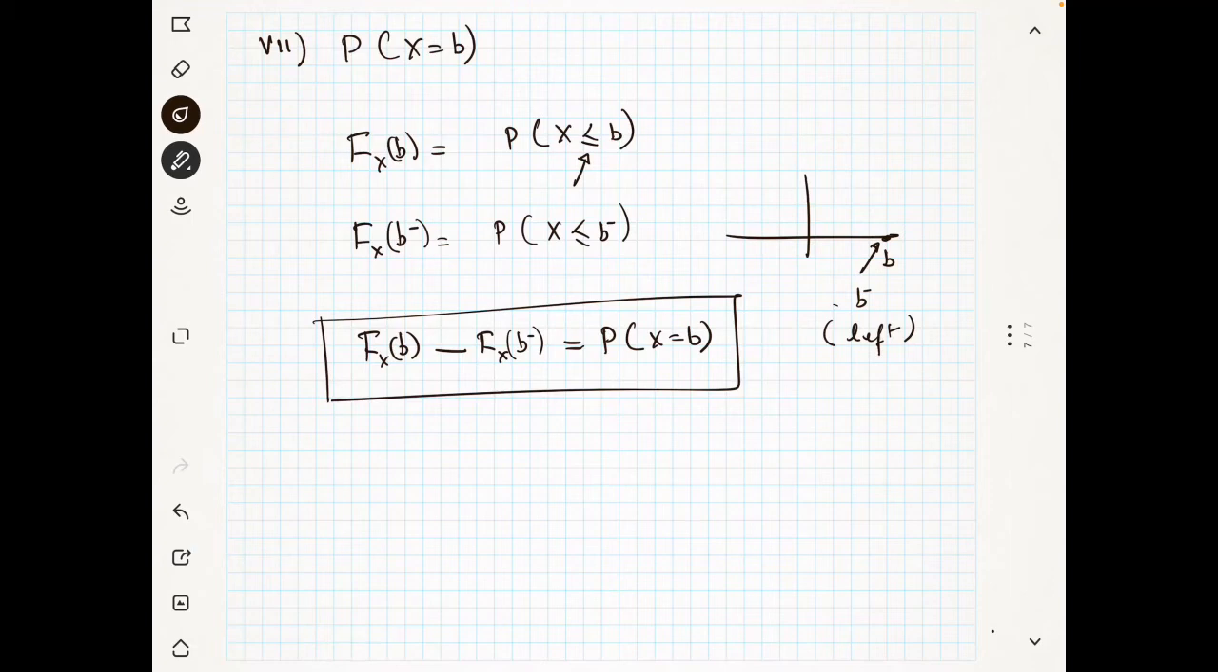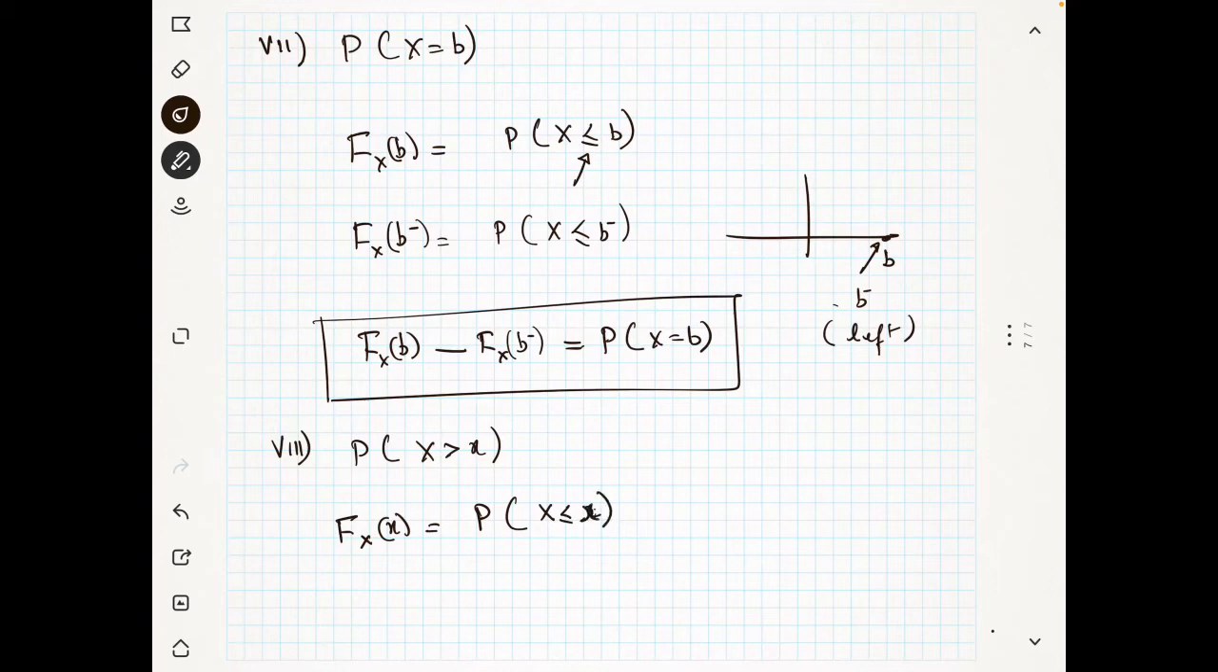Now next is the probability that x is greater than x. What is that? You know that F_X(x), what is the definition? It is nothing but the probability that X is less than or equal to x, right?